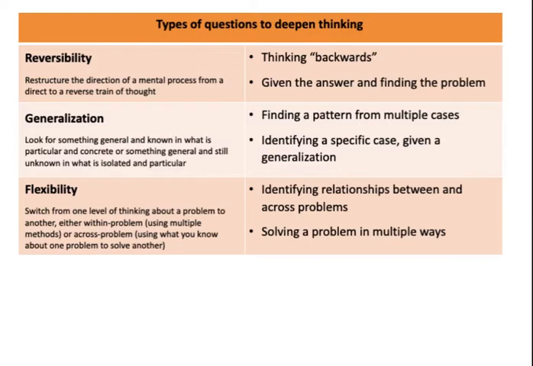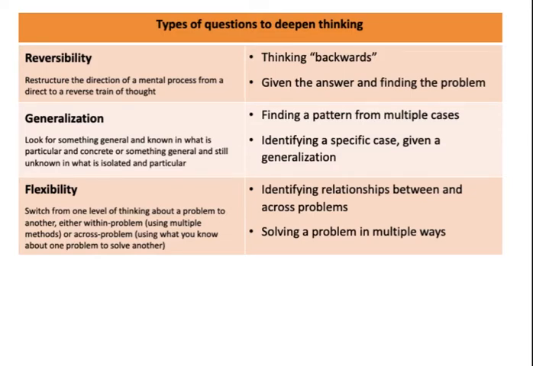The second category is generalization. So look for something general and known in what is particular and concrete, or something general and still unknown in what is isolated and particular. So finding a pattern from multiple cases, identifying a specific case given a generalization.